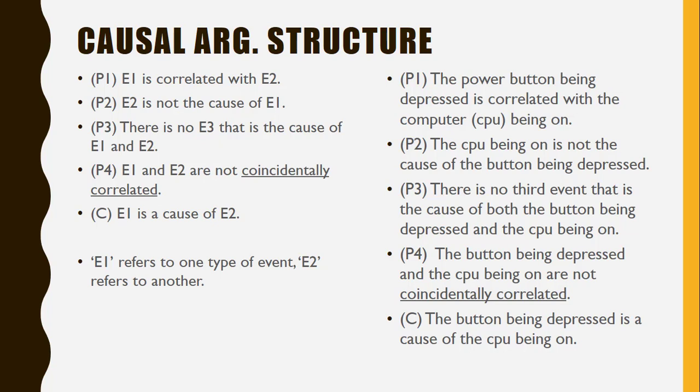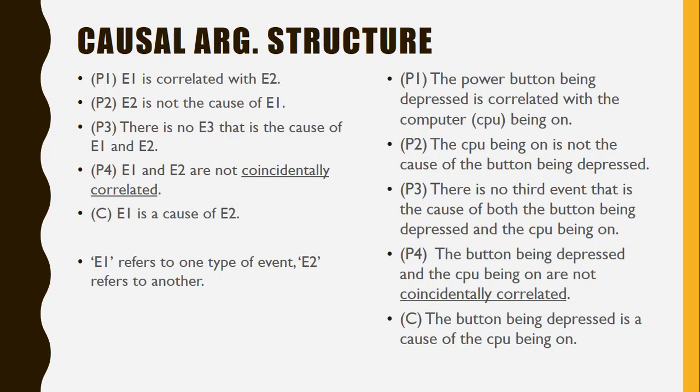So let's say the power button being depressed is correlated with the desktop computer being on. I'm going to be using CPU as shorthand for this computer from here on out for this argument. But there seems to be a correlation. When the computer is on, it happens to be the case that the power button is depressed, and vice versa. When the power button is depressed, it happens to be the case within a short amount of time that the computer is on. Second premise, the CPU being on is not the cause of the button being depressed.